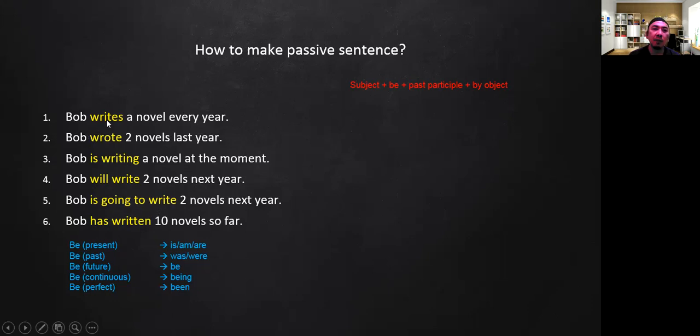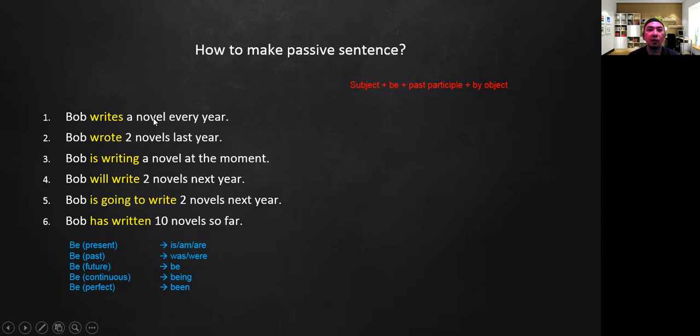For example, here, Bob writes a novel every year. What is the tense? Good, it is simple present tense. How do we know? Because the verb is "writes", Bob writes. Okay, it is simple present. And how do we make it into a passive sentence?